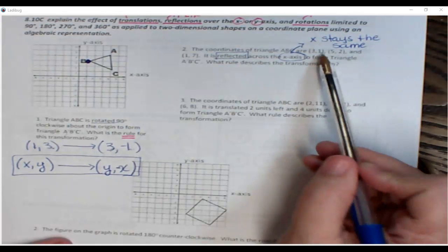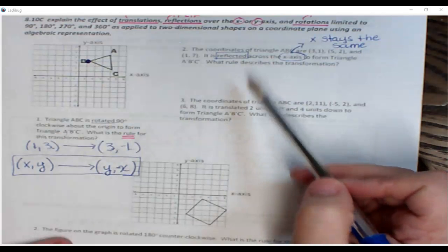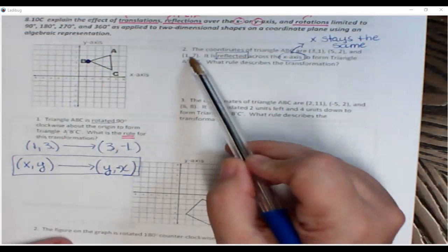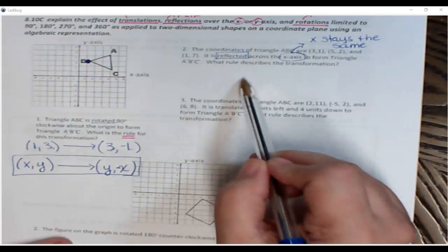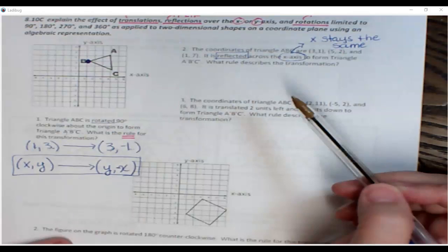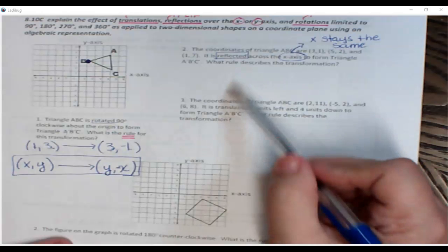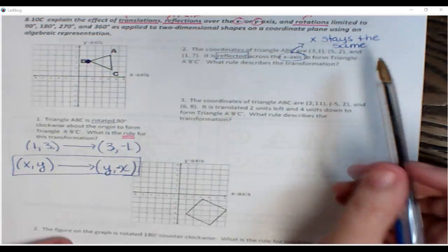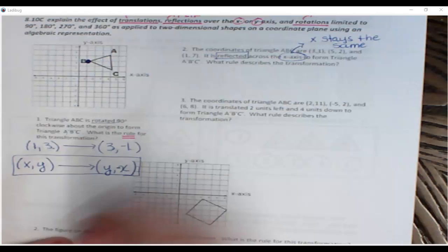So if I had graph paper, like you will in the STAAR test, you could actually plot all these points. Make your own little coordinate plane, plot the points, reflect them, flip them over that x-axis, and then get your new points, like we did here, to describe your rule.